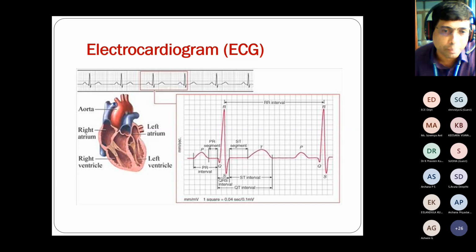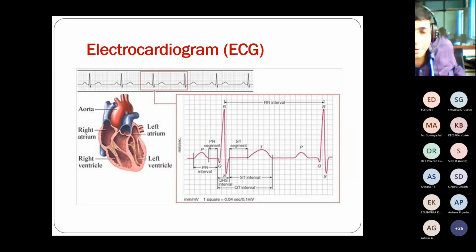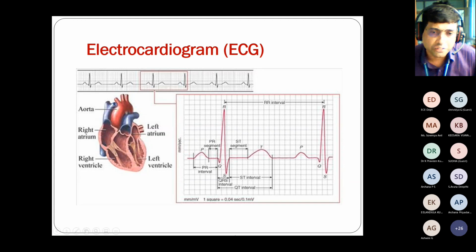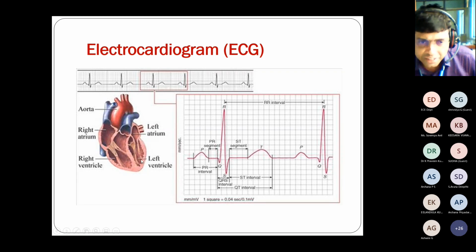Heart is an organ which supplies oxygen to different parts of the human body, and it helps in circulation. Every cell in the human body requires oxygen and nutrients for its survival to carry out different functions. So heart anatomy can be seen here. Aorta is the main blood vessel. Then you have right atrium, right ventricle, left ventricle.